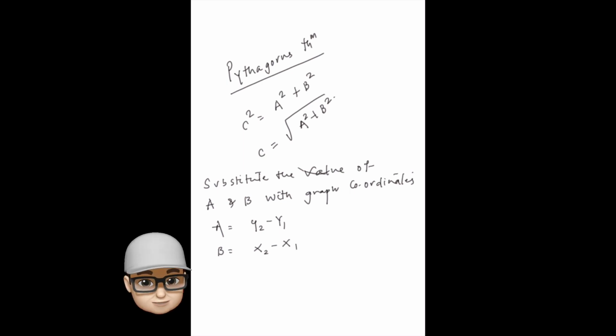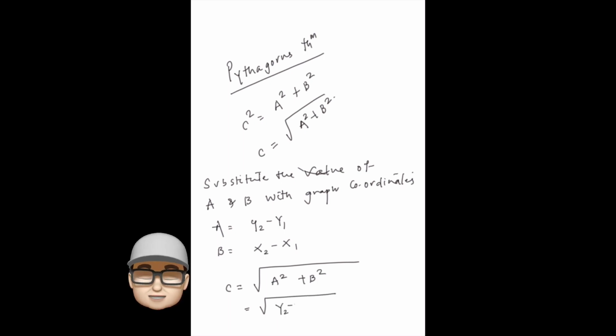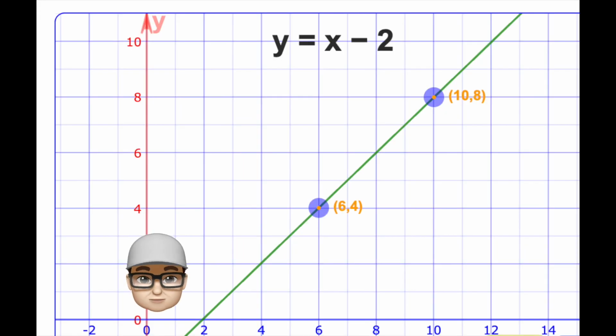So we know that our Pythagoras theorem is c is equal to whole square root of a square plus b square. Now we know a is equal to y2 minus y1. I can write it down as square, then plus I know that b is x2 minus x1 and then I can write the whole square root. Now in the previous slide we substituted the Pythagoras theorem with the graph coordinates to find out the formula. Now we'll have to put the actual coordinates in the formula to find out the distance between these two coordinates.